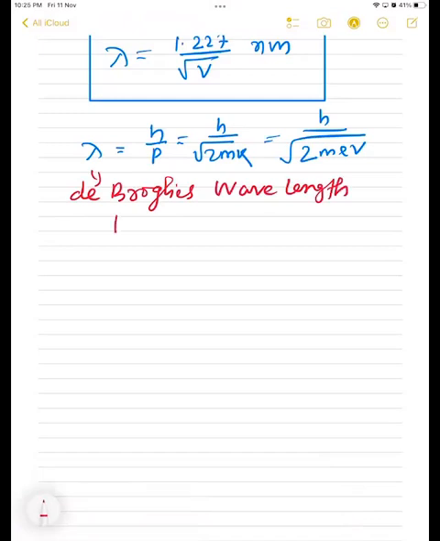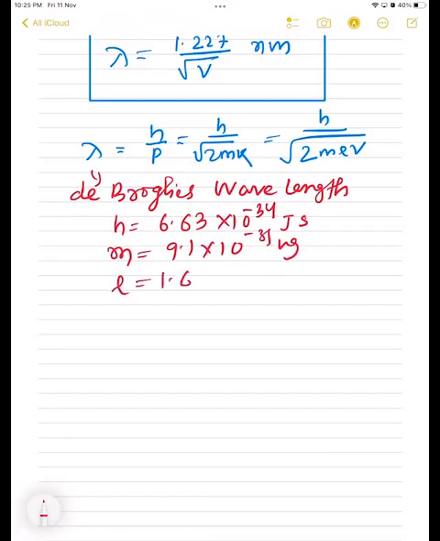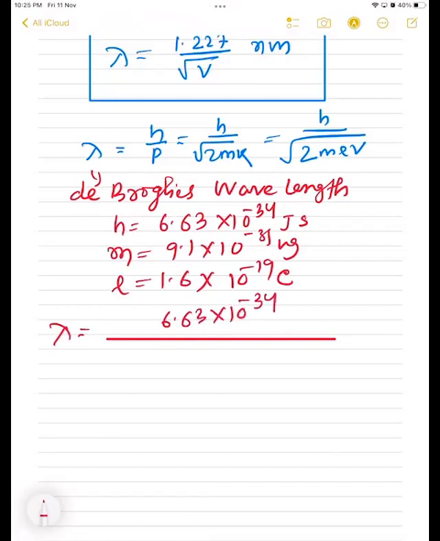So that is h का वैल्यू जो है कितना है? 6.63 into 10 to the power minus 34, right? जूल सेकेंड। मास ऑफ इलेक्ट्रॉन क्या है? 9.1 into 10 to the power minus 31 kg। चार्ज ऑफ इलेक्ट्रॉन क्या है? 1.6 into 10 to the minus 19 कूलम, है ना? तो अगर सारा वैल्यू डाल देंगे लैम्ब्डा में, that is 6.63 into 10 to the power minus 34 over root of 2 into 9.1 into 10 to the power minus 31 into 1.6 into 10 to the minus 19 into volt, right?